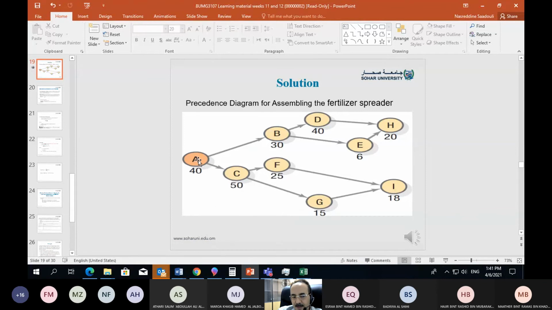What are the possibilities that I can put with A? I can put B or C, because once I finish A, I can start B or C. But you see, if I add B, it's going to be 70 seconds total. If I add C, it's going to be 90 seconds total. So we're going to go beyond the 60 seconds, and therefore the first station will only have A, because the cycle time is only 60 seconds. I cannot go more than 60 seconds. And then we go on to the next one.